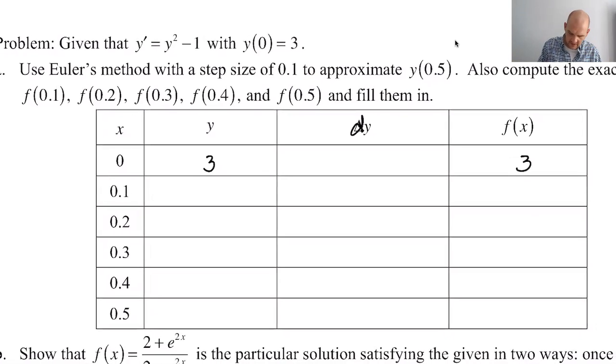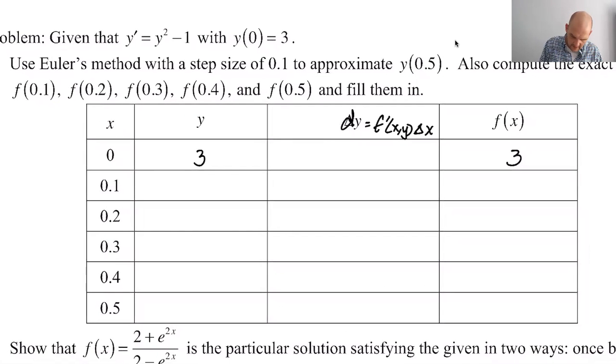But dy is going to be f prime of x, y times delta x. Okay, so our step size is 0.1. And then what are we supposed to do? We're supposed to do y squared minus 1. So that would be 9 minus 1, which is 8. So that's 0.8, and that's not bad. So we can add that and get 3.8.